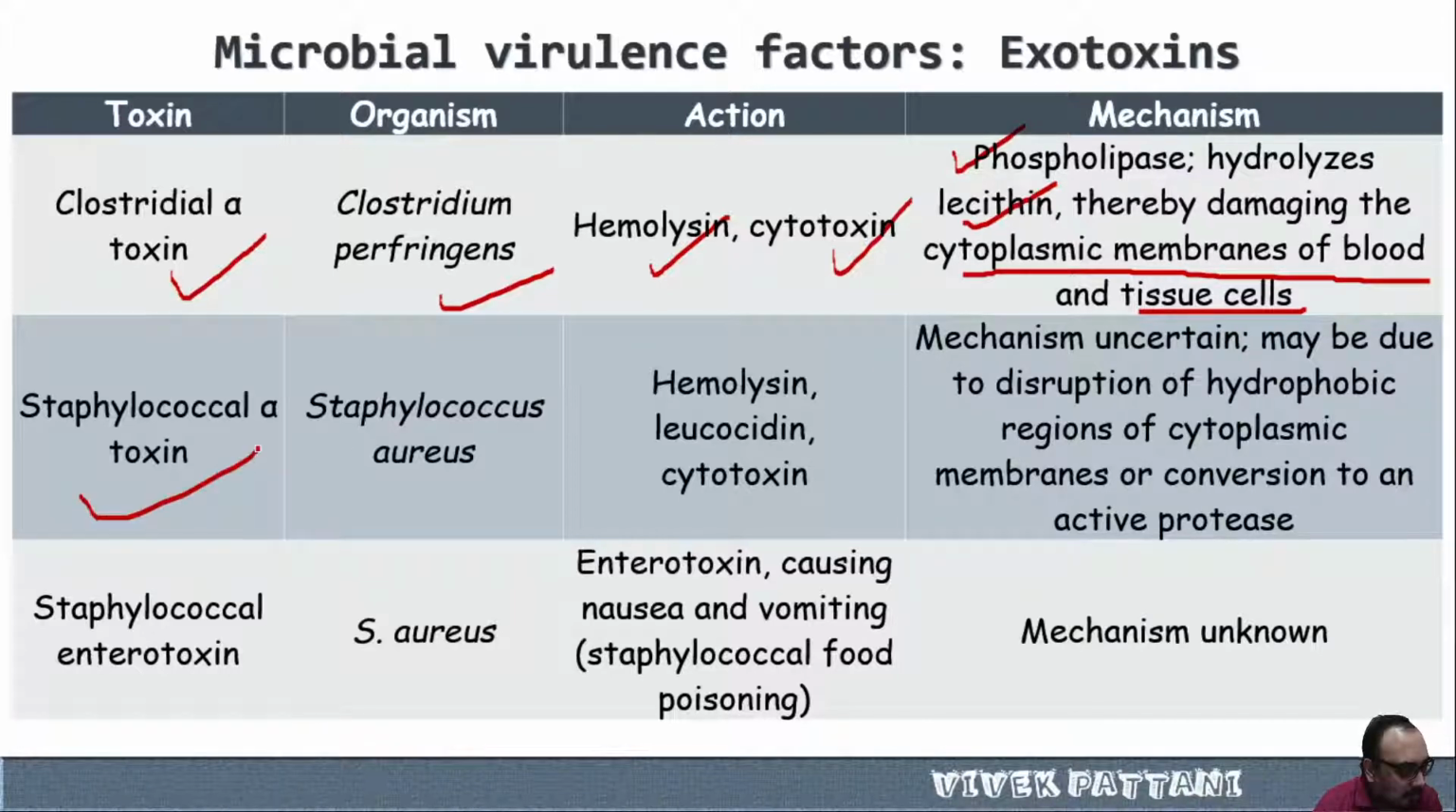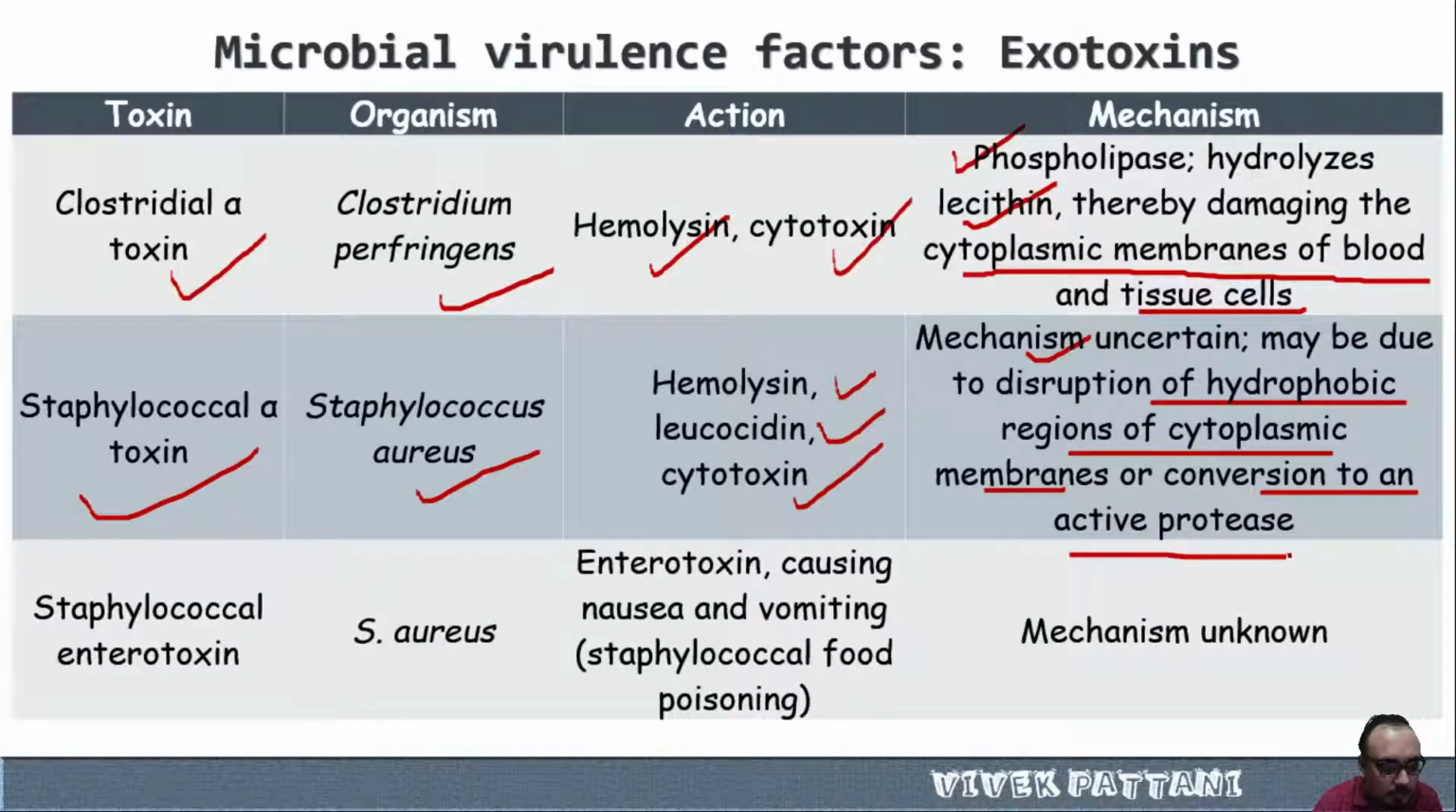Now comes the staphylococcal toxin, produced by Staphylococcus aureus. It may be hemolysin or leukocidin or cytotoxin. The mechanism is still uncertain, and it may be due to the disruption of the hydrophobic region of the cytoplasmic membranes, or the conversion to an active protease. Still, the mechanism is uncertain, no doubt.